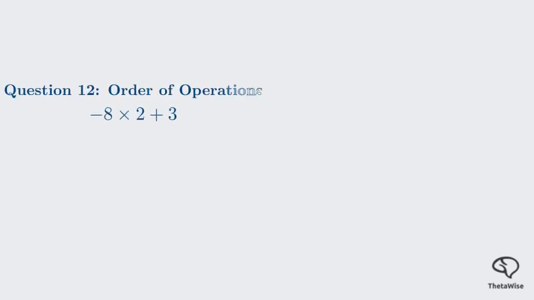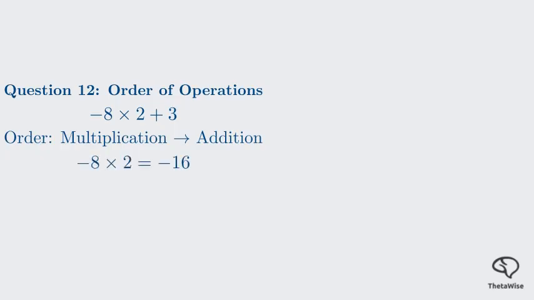Question 12 asks us to work out -8 times 2 plus 3. We must follow the order of operations, often called BIDMAS or BODMAS. Multiplication comes before addition. -8 times 2 equals -16. Now we add 3 to -16. The final answer is -13.